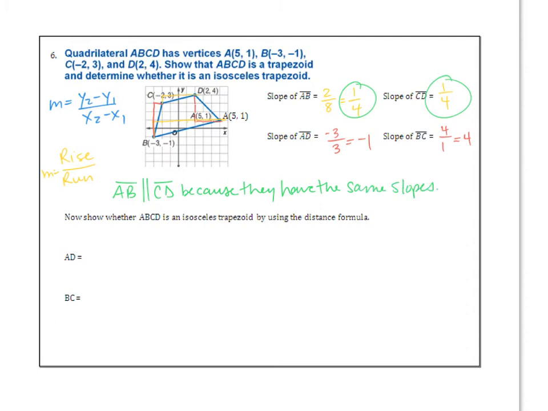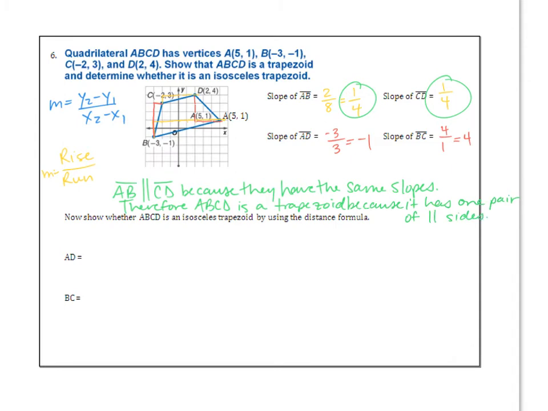Segment AB is parallel to segment CD because they have the same slopes. Therefore, ABCD is a trapezoid. I have one pair of parallel sides. I'll just write that down. Because it has one pair of parallel sides.